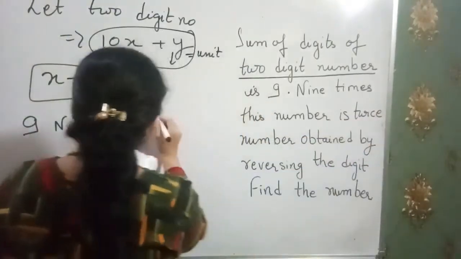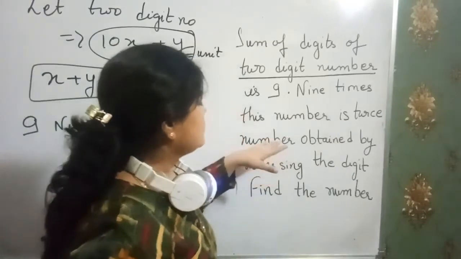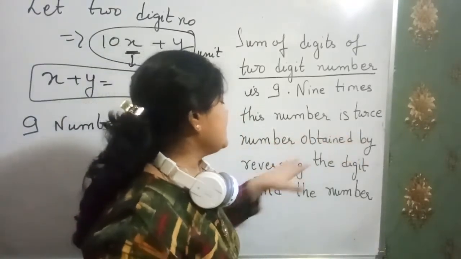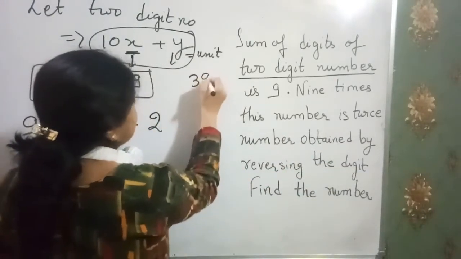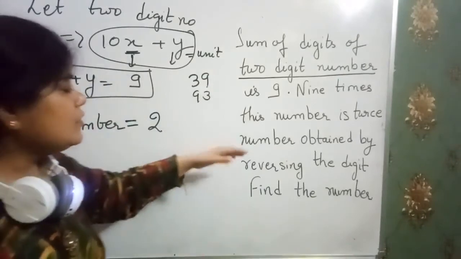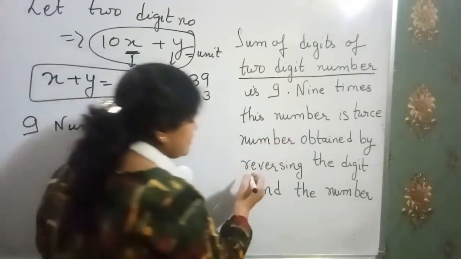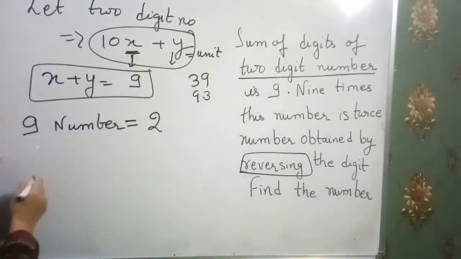Twice, that means 2 times the number obtained by reversing the digits. That means if we have 39, the reversed number is 93. Clear? So when there is the word reversing, then what is the reversed number?